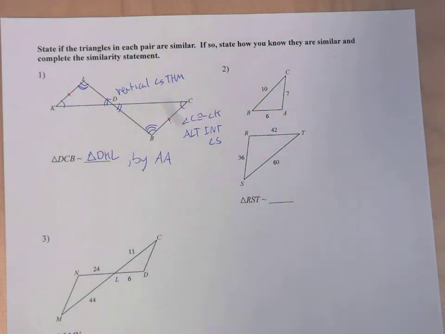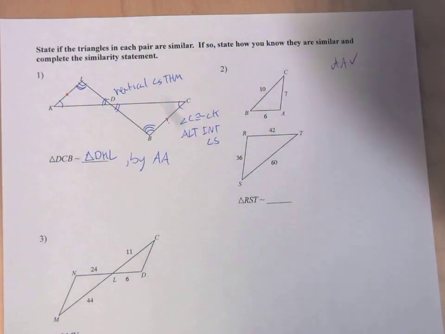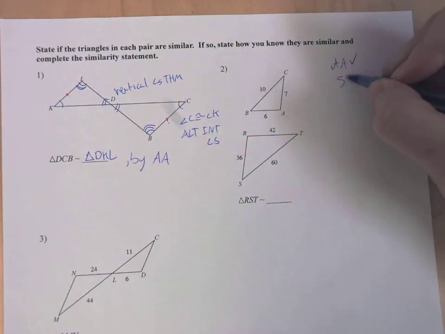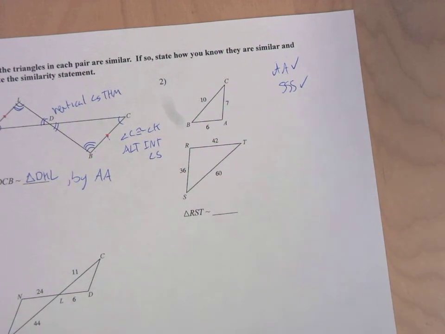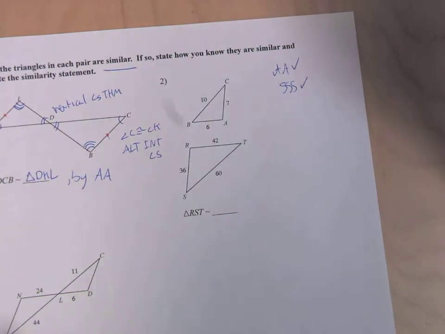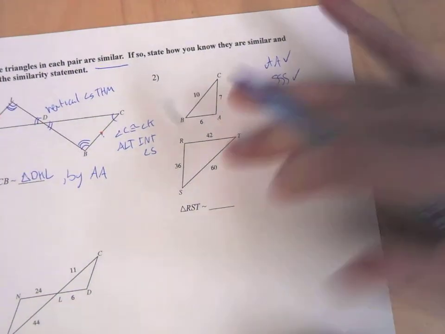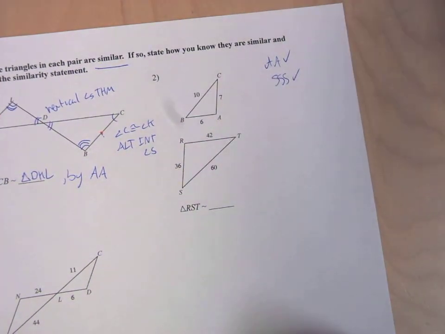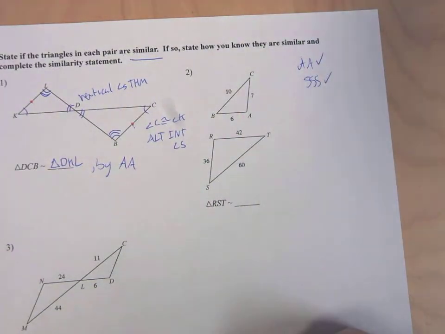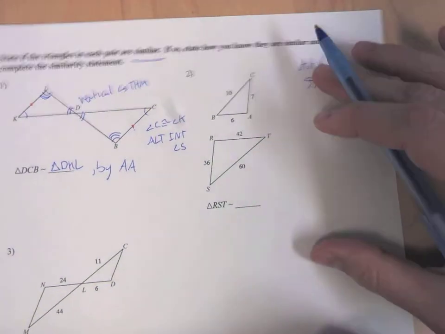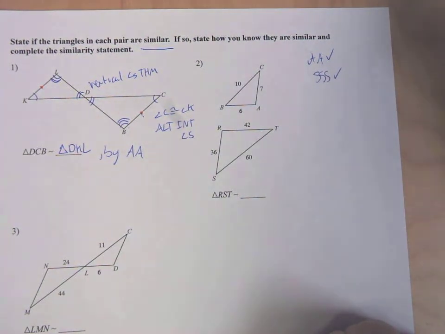But there are other options, right? So I have one of each. So AA, check. Let's do one with SSS. If two triangles are similar, sorry, I think I said congruence again. We're talking about similarity here in this worksheet. If these two triangles are similar, then their sides need to be proportional. So what we want to do is set up proportions and make sure that those proportions are actually true statements.